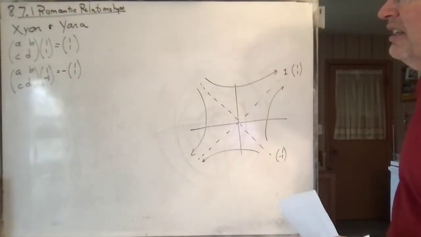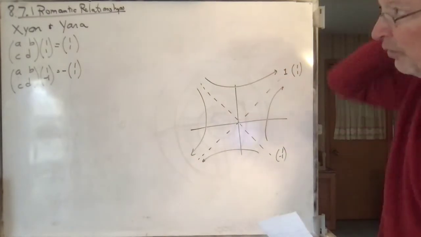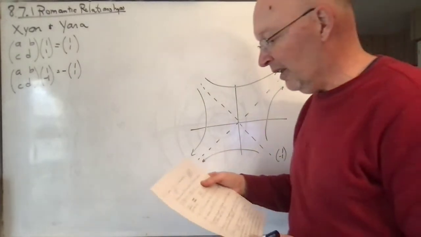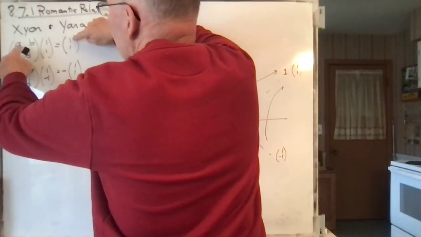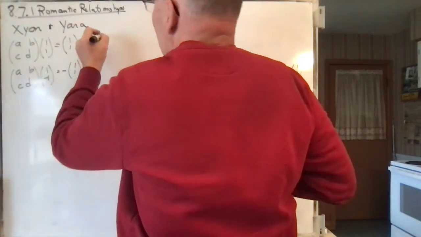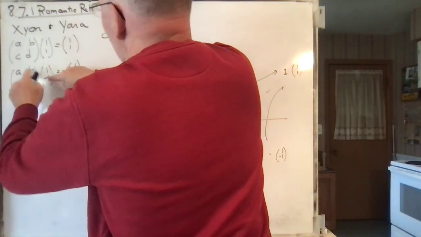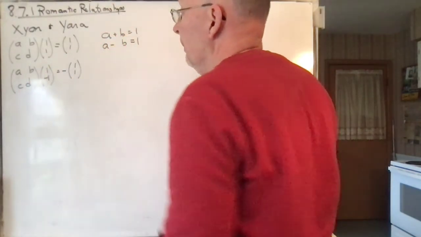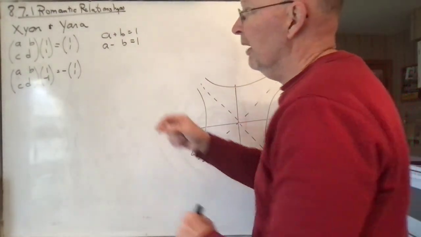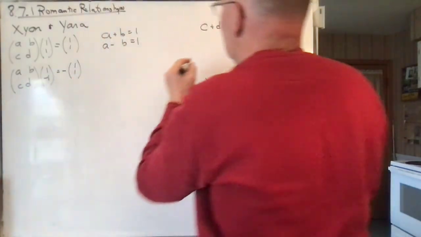So I'm figuring out what A, B, C, and D need to be in order to give me this situation. So I'm thinking backwards. This was a lot of fun as I did this. Okay, so what do we get here? Let's multiply it out. A plus B has got to be equal to 1. If I look at this one, it's going to be A minus B, equal to negative 1. So that's got to be true for A and B. What about C and D? C plus D has got to be equal to 1. And C minus D.